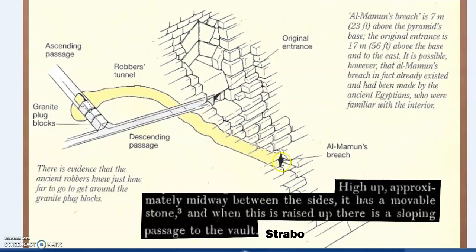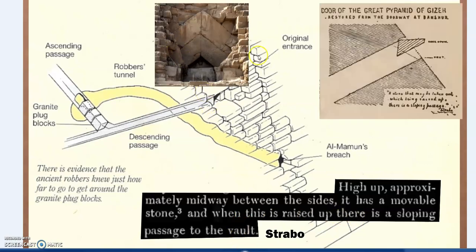So back to Al Mamoon's breach. Now the official entrance would be there. When Strabo describes it, he says, high up, approximately midway between the sides, it has a movable stone, and when this is raised up, there is a sloping passage to the vault. So there's an illustration of what it could have been like, but what ancient writers described the inside, and that people were going on the inside of the pyramid way back in the Greco-Roman era. And that the main door had a movable stone which is raised up. This is not just some stone to block Al Mamoon's breach. He's describing now the same thing.